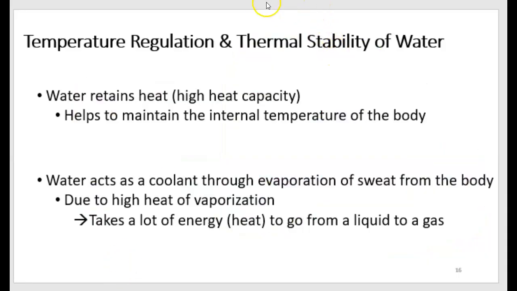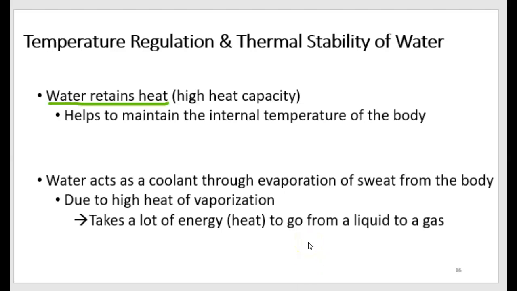Okay, the last property of water that's really important in our body has to do with temperature regulation. And water is good at regulating our temperature because it's very thermally stable. It has thermal stability. That means that it retains heat very well. It has a very high heat capacity, meaning that the bonds don't break without a lot of excessive heat to break them apart. Okay?